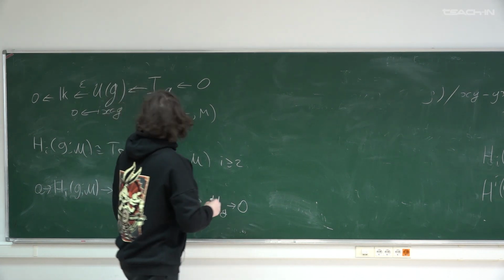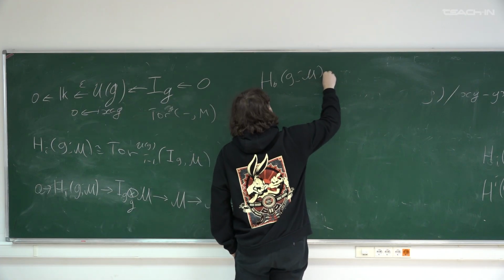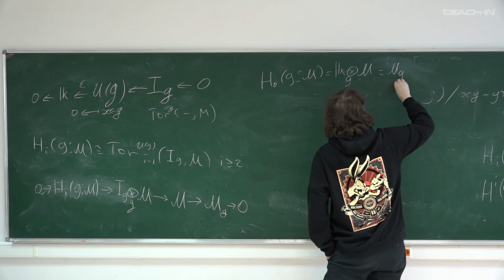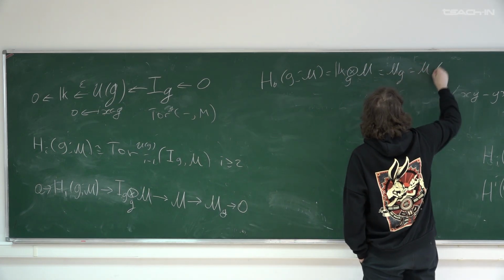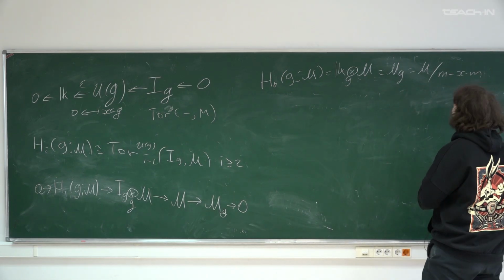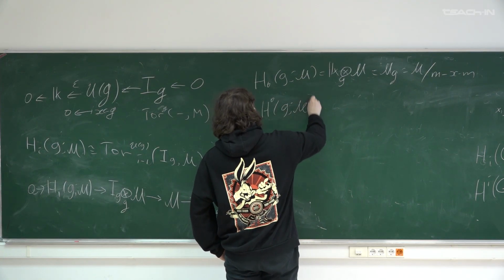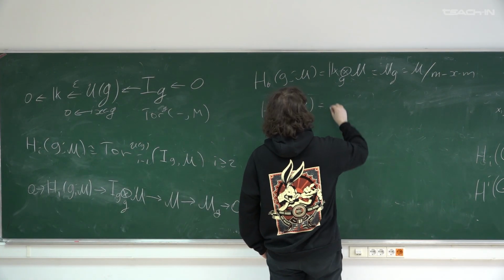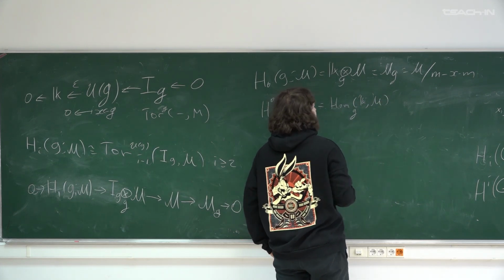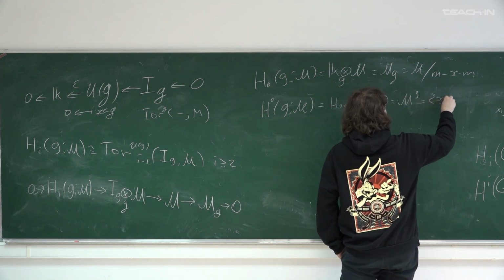Oh yeah, I did not say, of course, zeroth homology is the tensor product with K, it's coinvariants. It's M modulo the action of G. And cohomology is just Hom from the trivial module to M over G. It's the same thing as invariants. It's just the fixed points of the action.